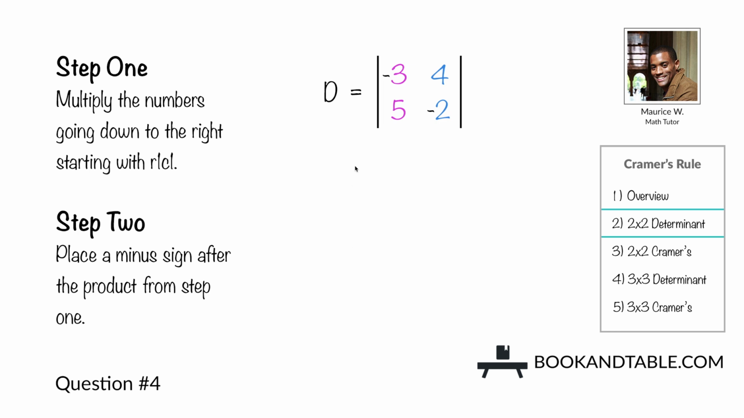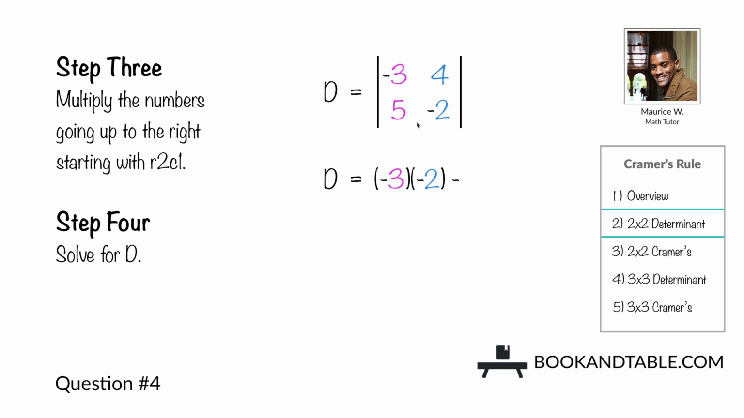Step 1, multiply the numbers going down to the right, starting with row 1, column 1. So that would be negative 3. And if we're going down to the right, we want to multiply negative 3 times negative 2. And now we want to place a minus sign after the product from step 1. In step 3, we want to multiply the numbers going up to the right, starting with R2C1, second row, first column. So that would be positive 5. Going up to the right means we're multiplying 5 times 4.